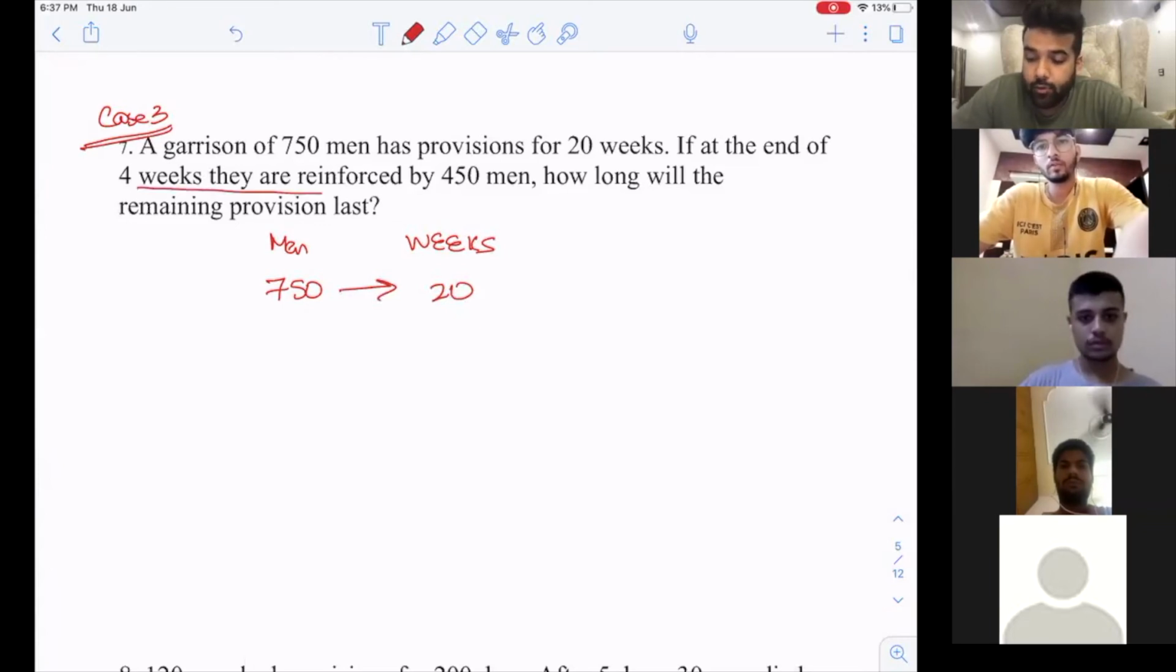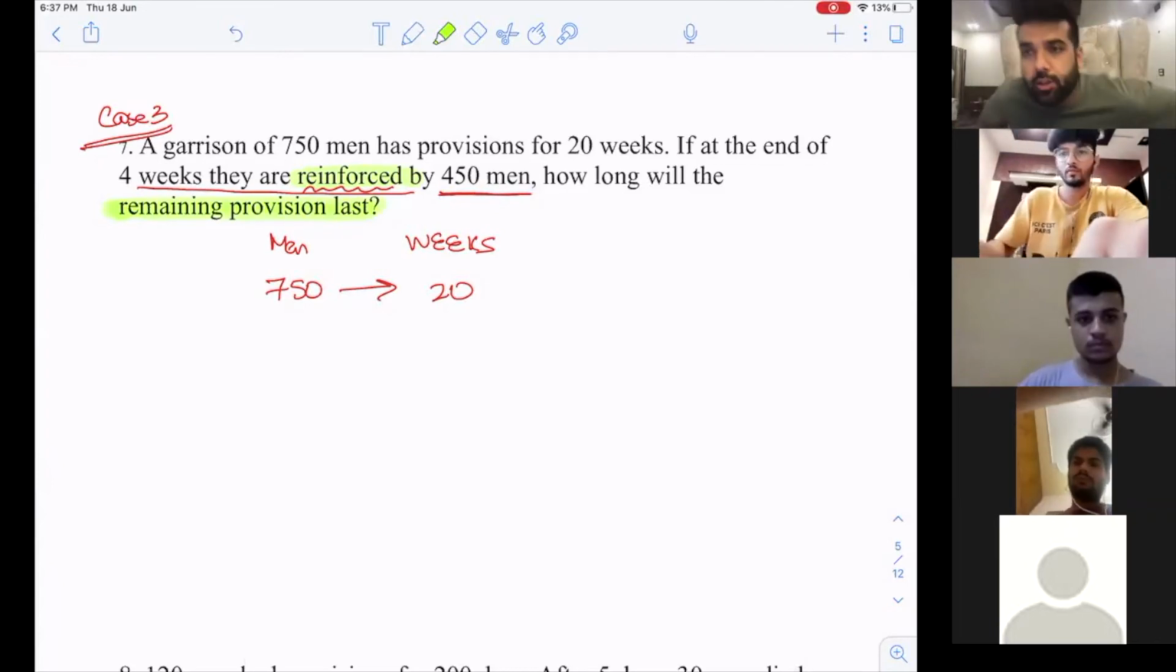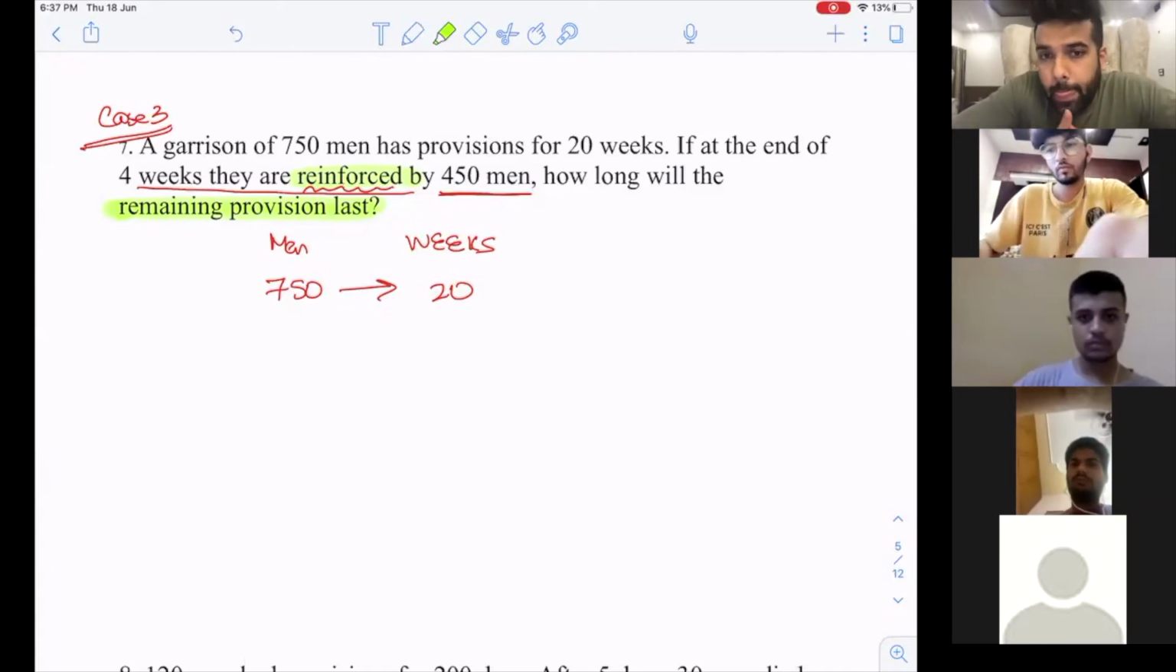If at the end of 4 weeks they are reinforced by 450 men, reinforced means more men join them. Yes or no? They are reinforced by 450 men. How long will the remaining provision last? That's the question. Try it out. Try. Let's see. I'm giving you 1 minute. Whether you're able to do the question or not. Let's see it.